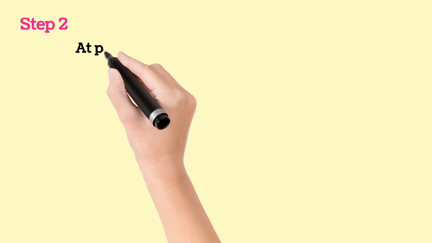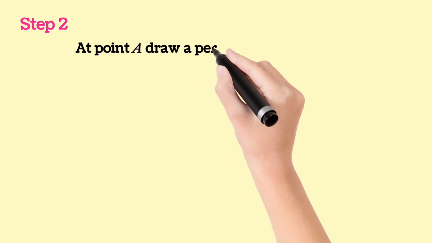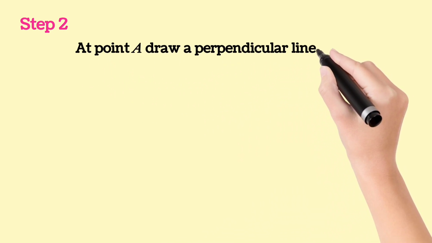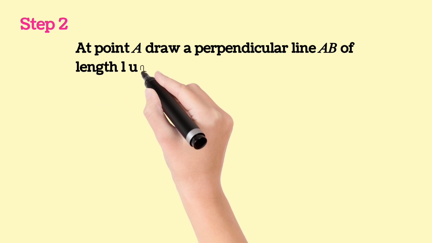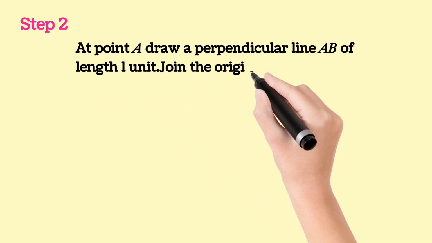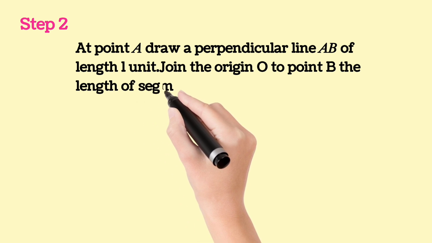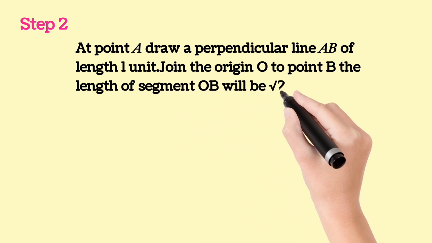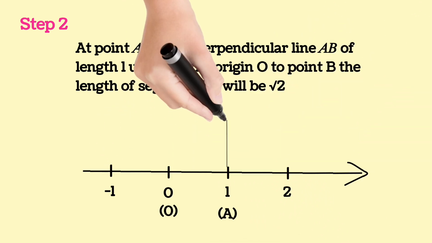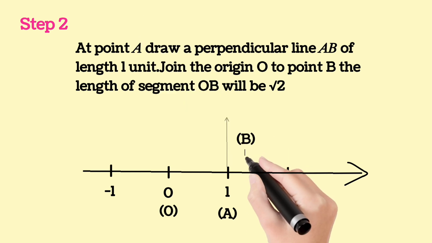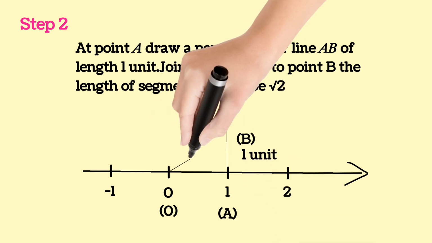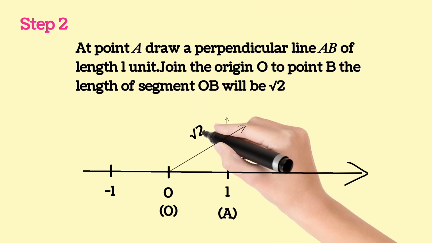Next step, at point A, draw a perpendicular line AB of length 1 unit. Join the origin O to point B. The length of segment OB will be root 2. Now at point A, draw a perpendicular of 1 unit. Mark B, join OB, then OB equals root 2.